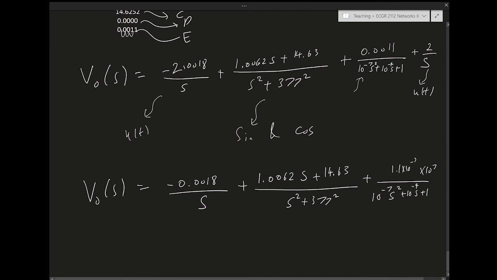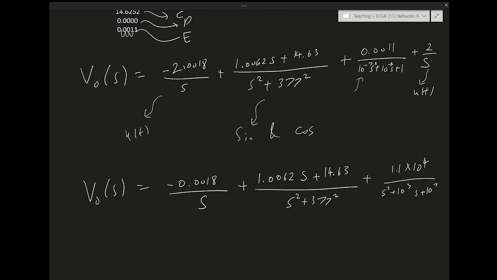Right? So minus 3 plus 7, 10 to the power 4, so it's equivalent to 1.1 times 10 to the power 4. Then I multiply the denominator by 10 to the power 7, so this is going to be 1. So it's going to be s squared, 10 to the power 7 times 10 to the power minus 4 is going to be 10 to the power 3, plus 10 to the power 7, right? And yeah, just cleaned it up a little bit.